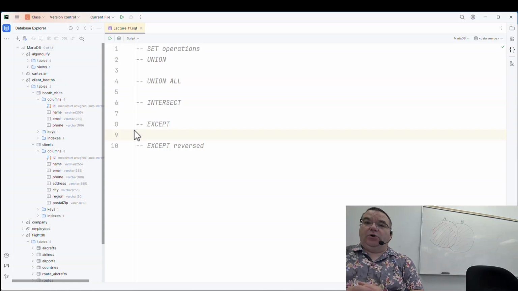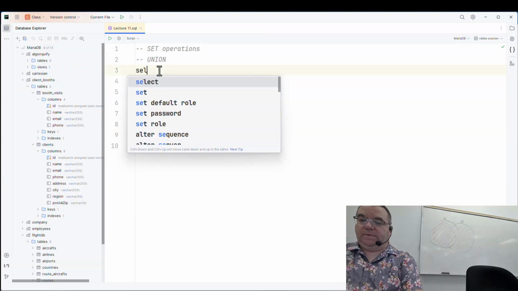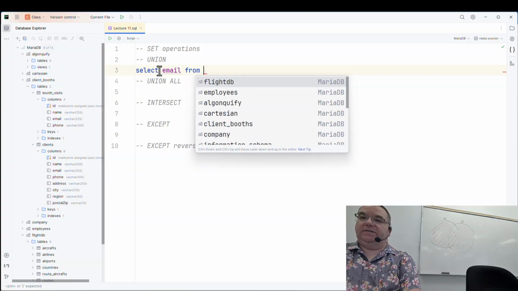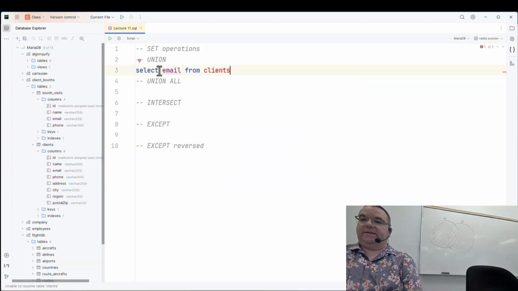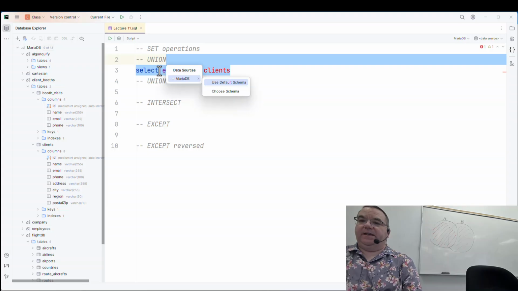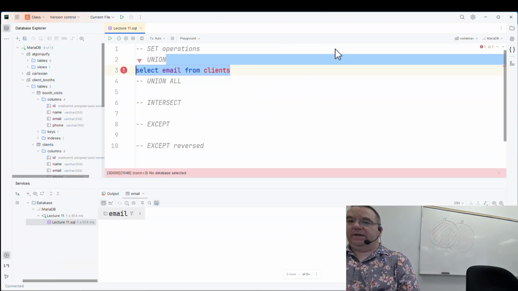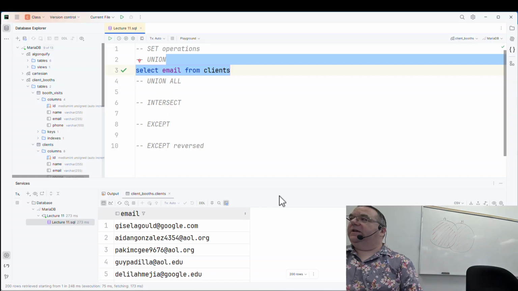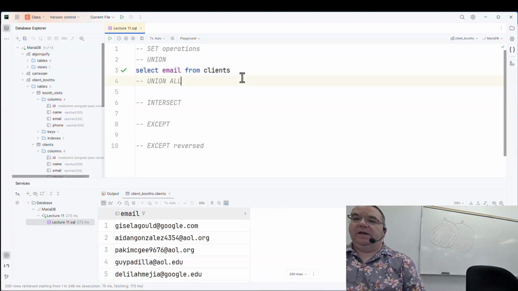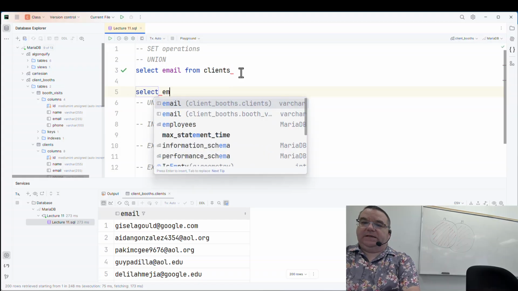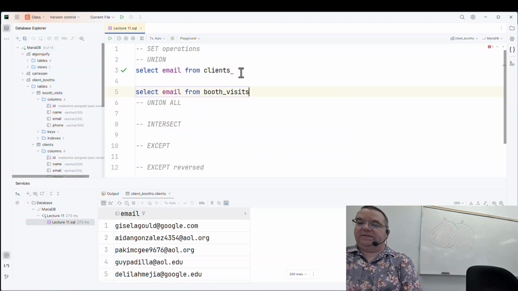Stuff like that. So what union allows you to do is, let's say I want to send out a mailer and I want to send it to everybody, my customers plus anybody that came to a booth. So I am going to go select email from clients. Okay, that's pretty basic SQL. And hang on here, I got to go connect to the right database. There we go. So I run this. Wow, amazing. It's a piece of SQL. I can also go select email from booth visits.